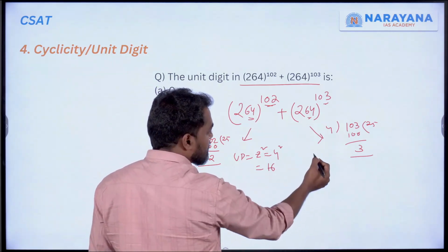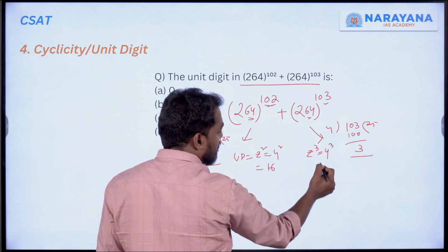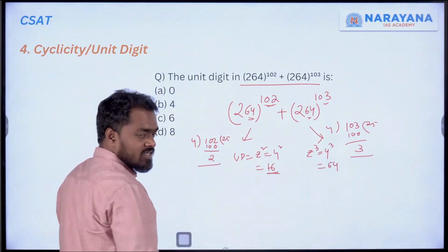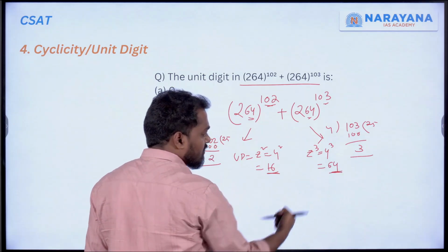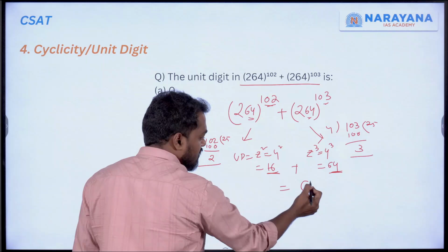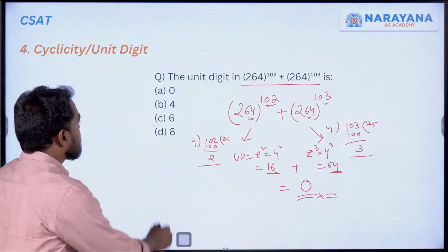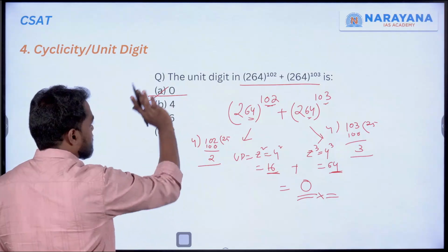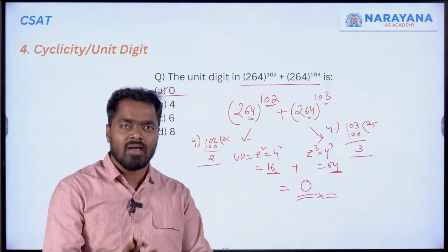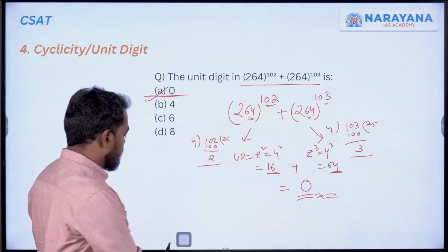What is the unit digit in this case? z cube, that is nothing but 4 cube, 64. So what is the unit digit here? 6. What is the unit digit here? 4. There is addition in between. 6 plus 4, 10. The unit digit is 0. So option A is your answer. So very simple. You have to figure out which rule to apply. Apply that rule. You are getting the answer.